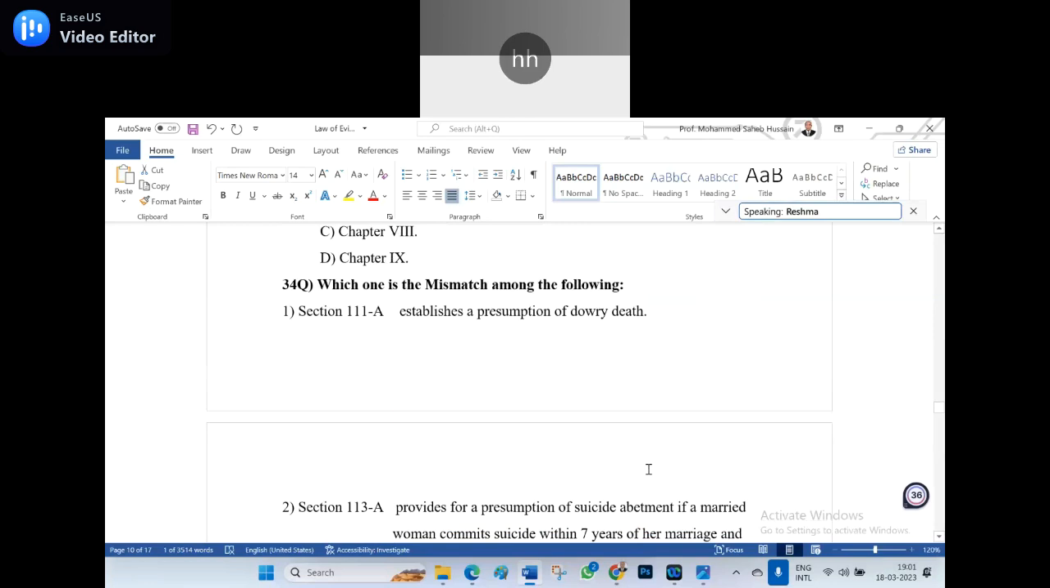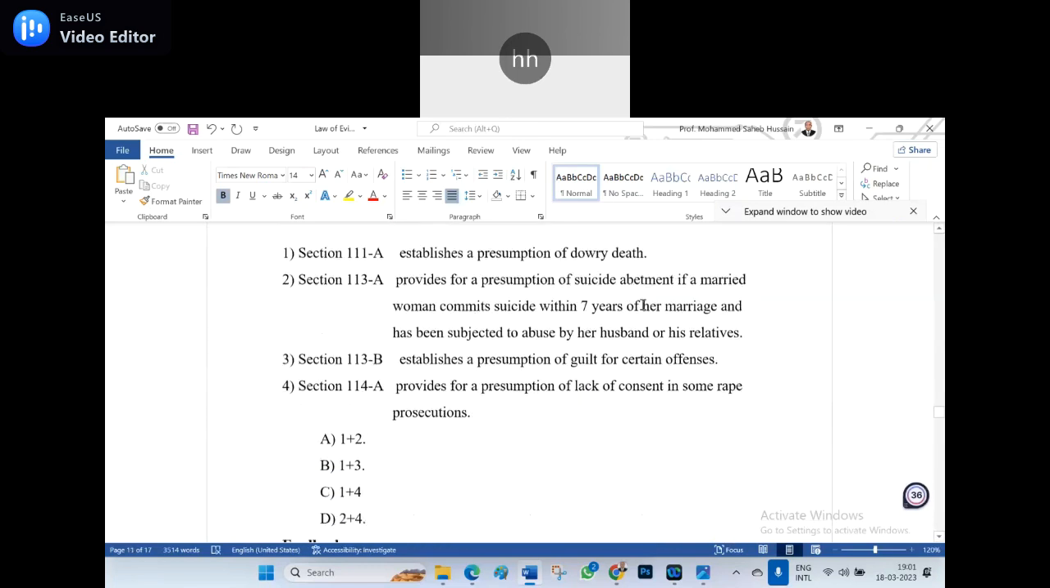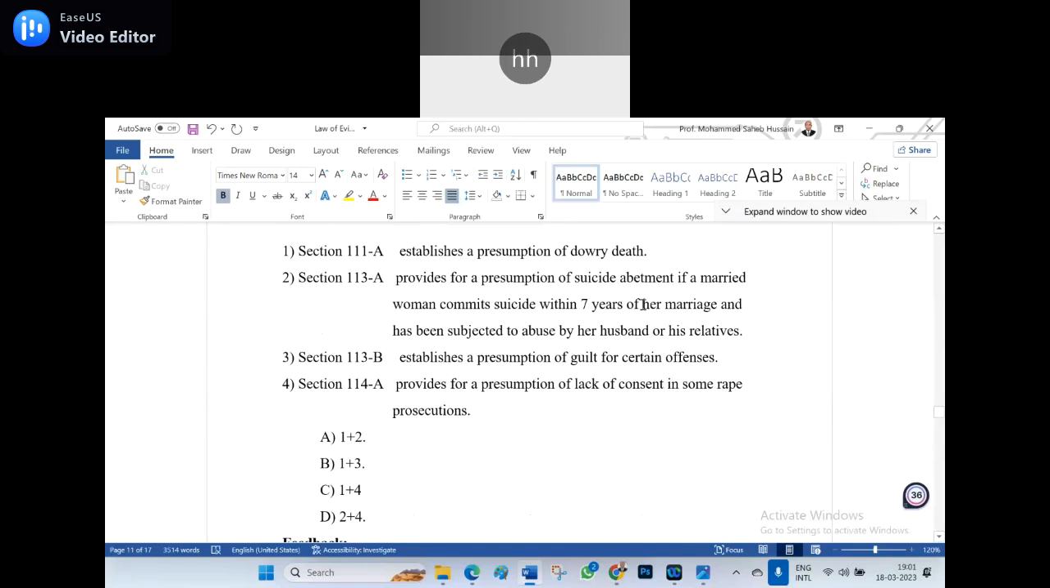34th question. Which one of the following is a mismatch? I say mismatch, please note the point. 1. Section 111A establishes the presumption of dowry death. 2. Section 113A provides for the presumption of abetment of suicide if a married woman commits suicide within 7 years of her marriage and has been subject to abuse by her husband or his relatives. 3. Section 111B establishes a presumption of guilt for certain offences. 4. Section 114A provides for the presumption of lack of consent in some rape prosecutions.